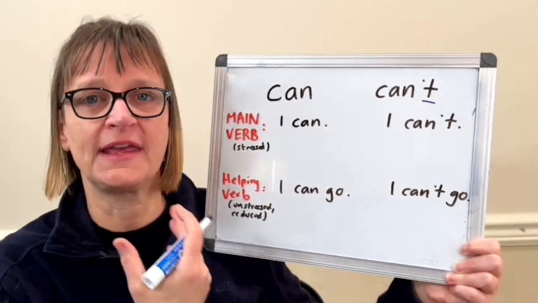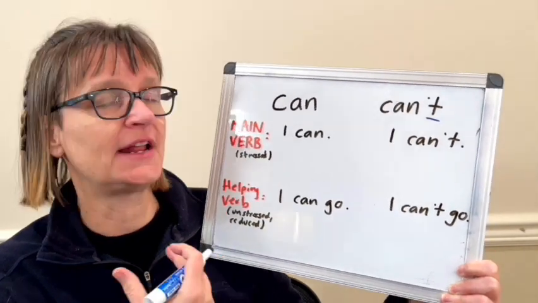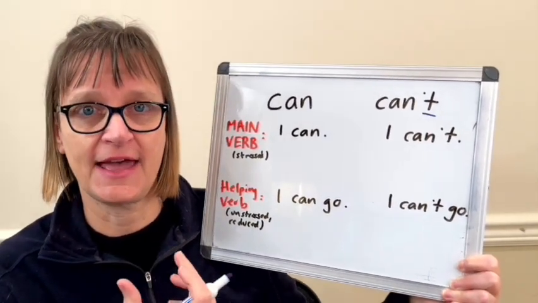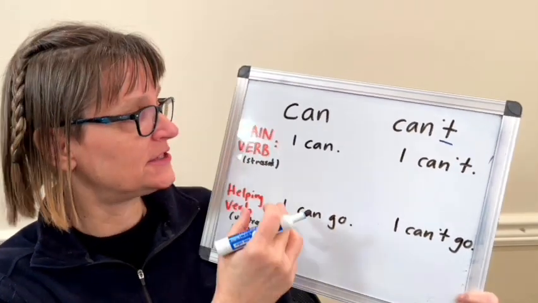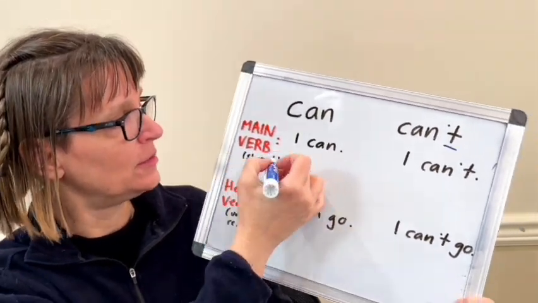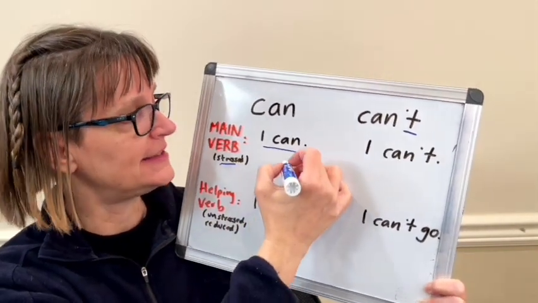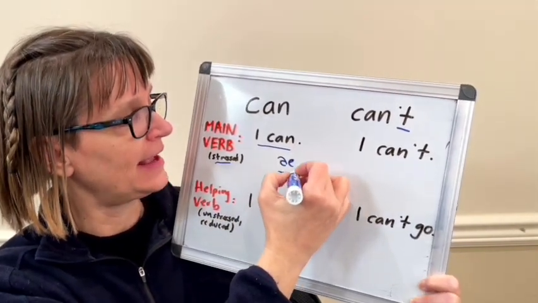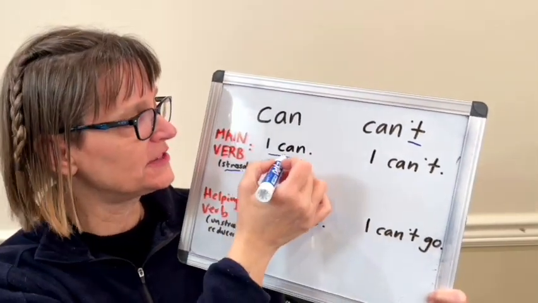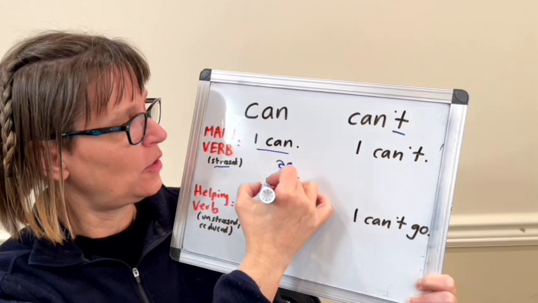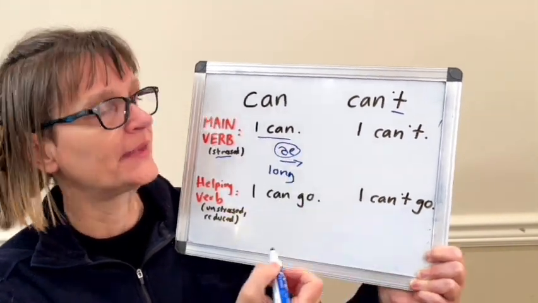First of all, when can is the main verb or the only verb, as in I can, yes I can, I hope you can, when it comes at the end and it's the main stressed verb, then I use the full version, and it has the full vowel, I can. It's going to be nice and long, I can. Because can is stressed there, we hold that, it's long, and it has the full vowel.